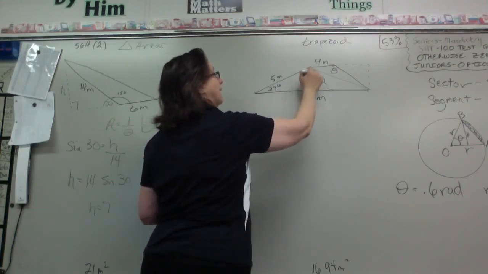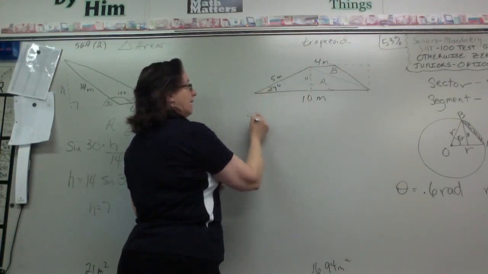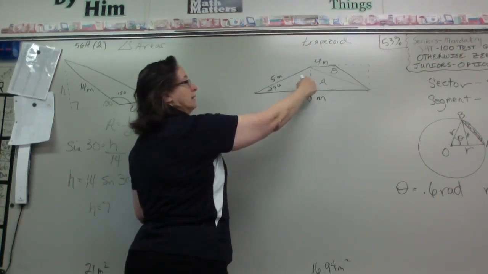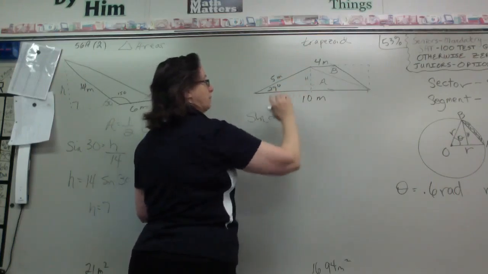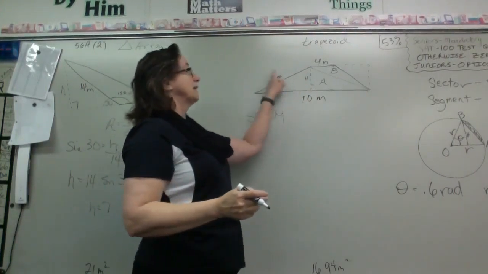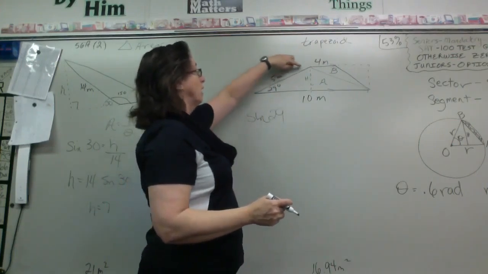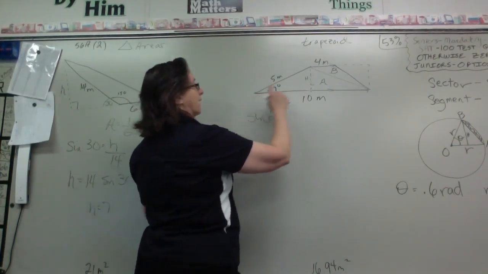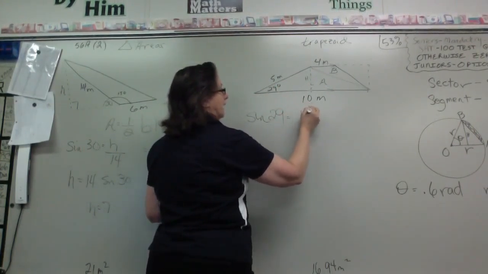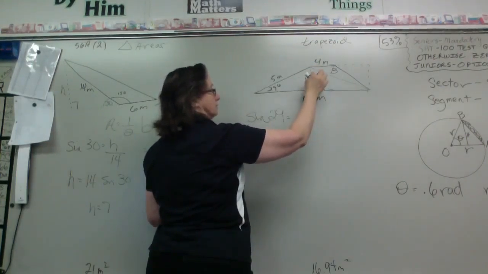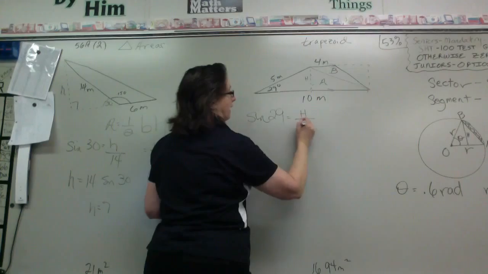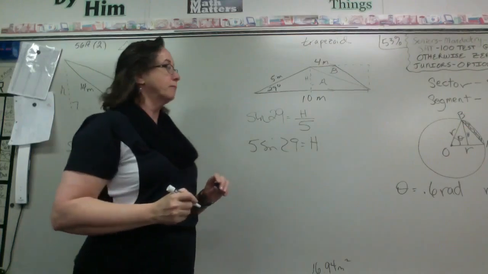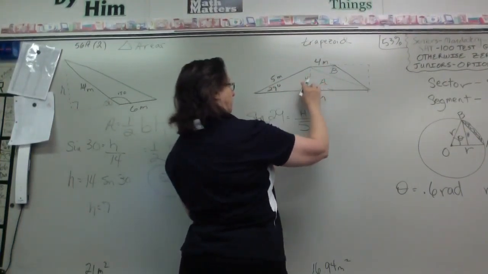This height, h, is what? Sine of 29 is going to be over the hypotenuse. Now, I don't know this base here, but I do know the hypotenuse of the triangle. I can find that height because sine of 29 is the opposite over the hypotenuse, 5. So 5 sine of 29 is the h. This h is going to be 5 sine of 29.